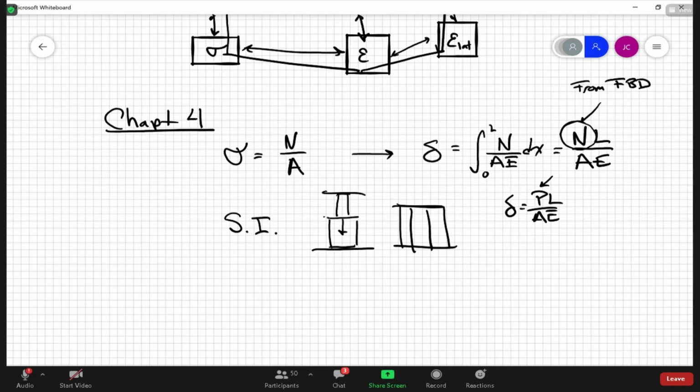Okay, but the idea here was that we had two unknowns because we have two reactions and we only have one equation of equilibrium. So we have to always supplement this with some particular type of compatibility or displacement condition. In this case, it's that the total elongation is 0.